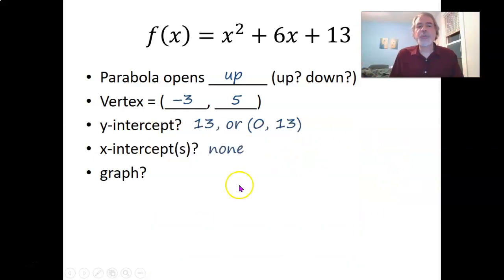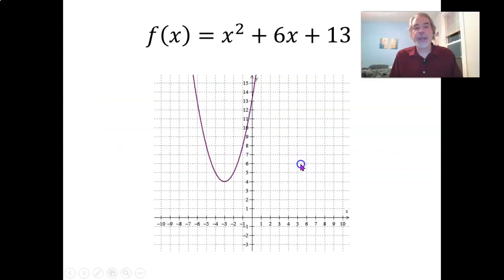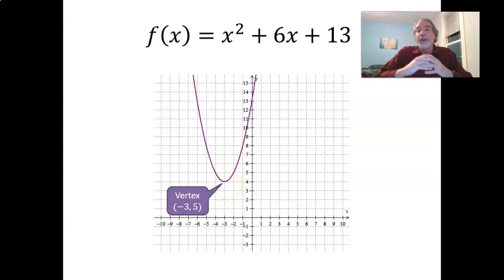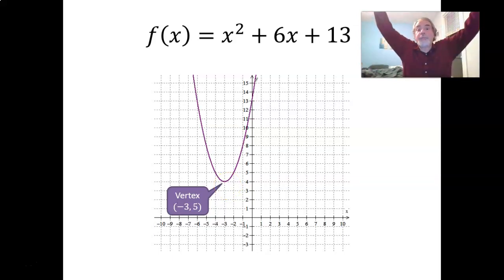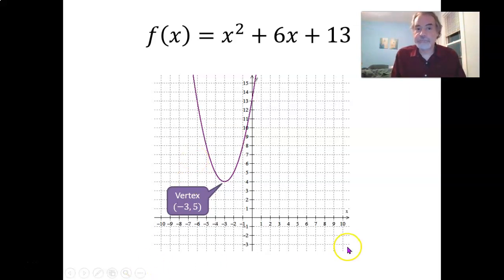And really, I could have predicted that, because we said the vertex was at negative 3, 5, and then it opens up from there. So negative 3, 5 is the lowest point on the graph. If you start there and only go up, you're never going to meet the x-axis. There are no points where that graph intercepts the x-axis. We can see that from the graph.